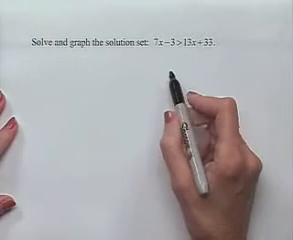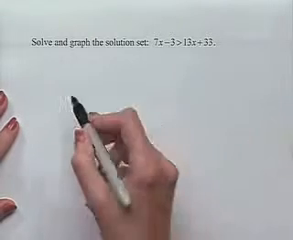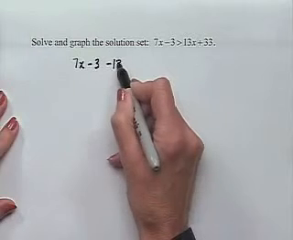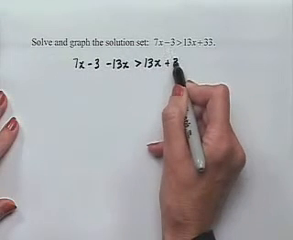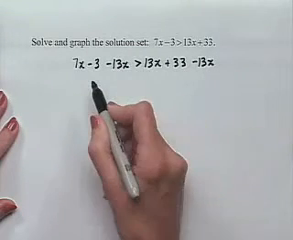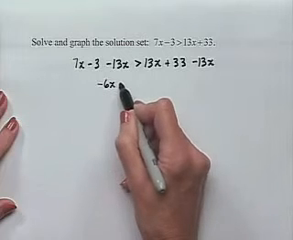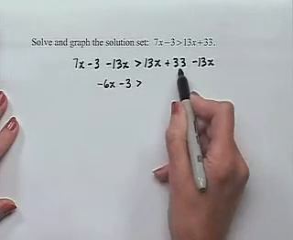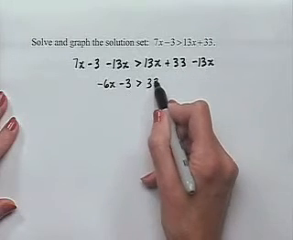To accomplish that, we could decide to subtract 13x from both sides of this inequality. That would look like this. 7x minus 3 minus 13x is greater than 13x plus 33 minus 13x. Simplifying, we have 7x minus 13x, which will be negative 6x. We still have that subtraction of 3. On the right-hand side, we have 13x plus 33 minus 13x, leaving us with 33.